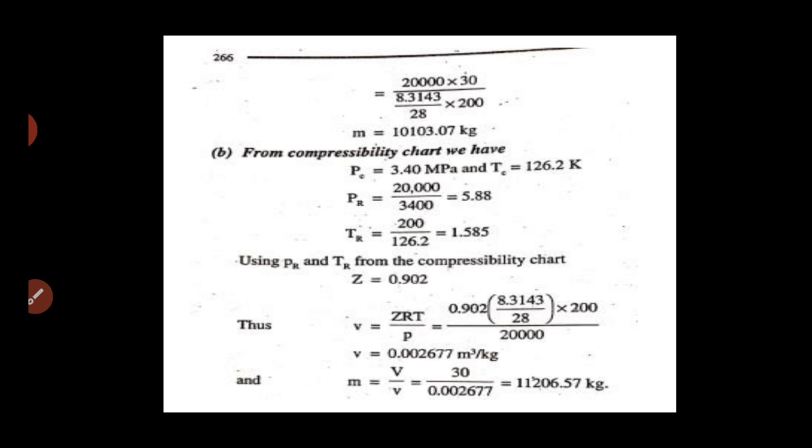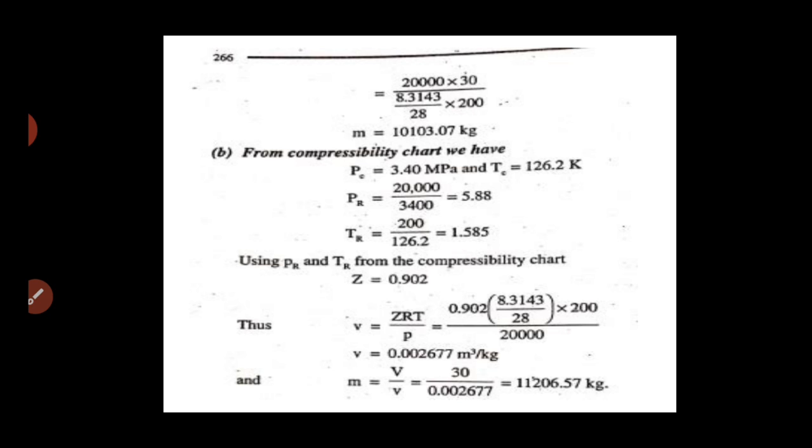But in real gas, when you are using the compressibility chart, we have found out the critical pressure and critical temperature based on the critical parameters given in the chart, and from that we found out the reduced properties. Using the reduced properties PR and TR we found out the value of Z, and substituting the value of Z in PV is equal to ZRT, we found out the specific volume, and from the specific volume you found out the mass. Mass is equal to total volume divided by specific volume.